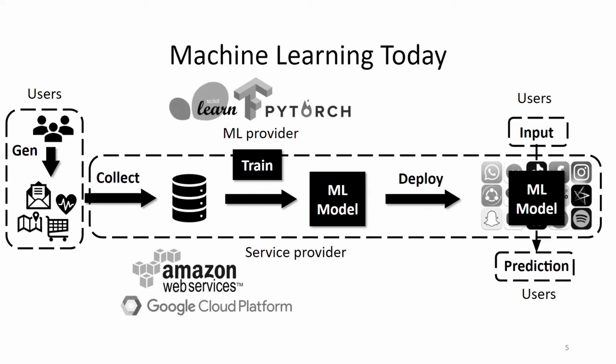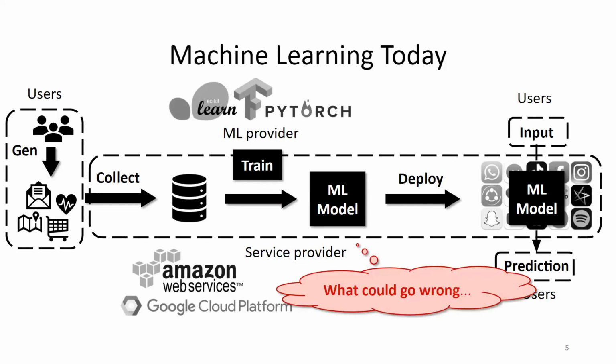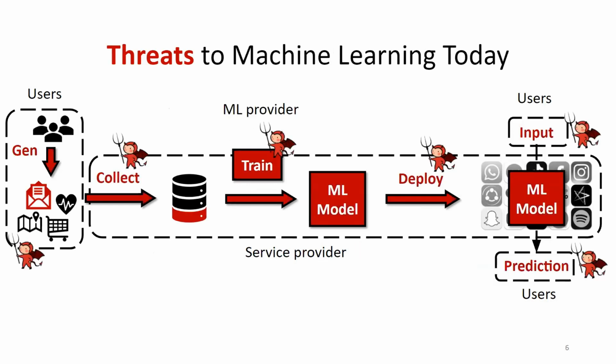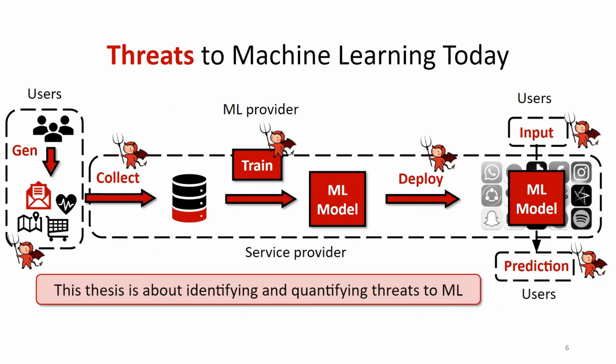Once the model is trained and deployed, we have users again interacting with this model by feeding inputs and seeing the predictions. Then from a security and privacy perspective, my high-level research question is, what could go wrong in this pipeline that is not captured by the accuracy numbers? As you might have guessed, every part of this pipeline could go wrong. There could be an adversary in each different party posing different threats. And this thesis is really about how we can identify and quantify the threats to a machine learning system.